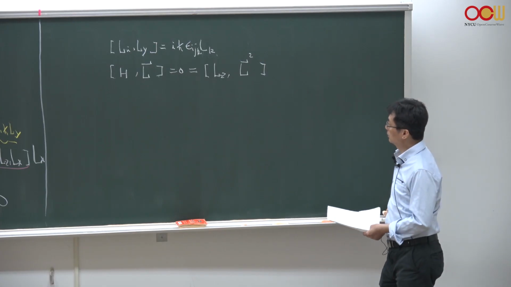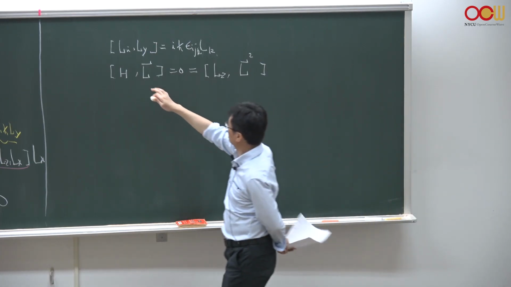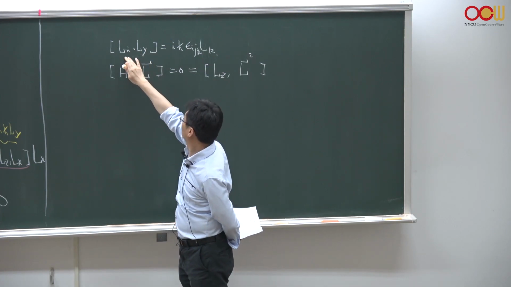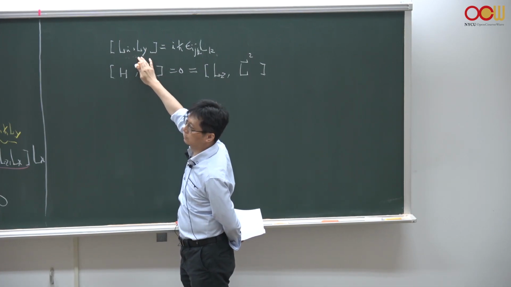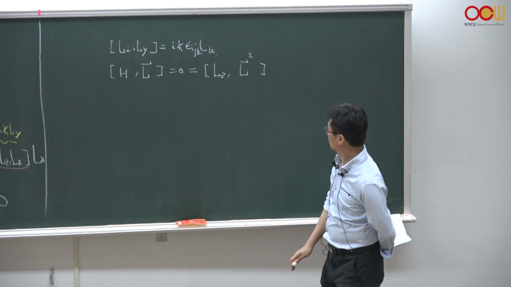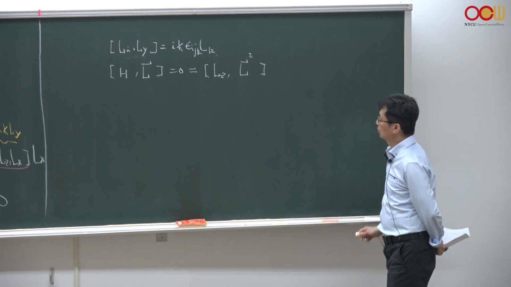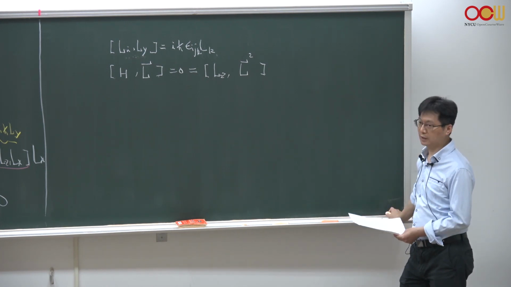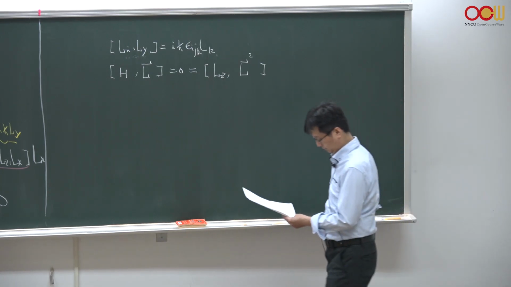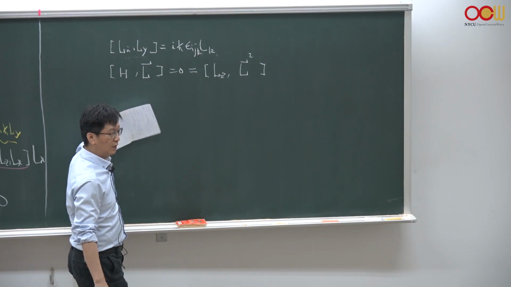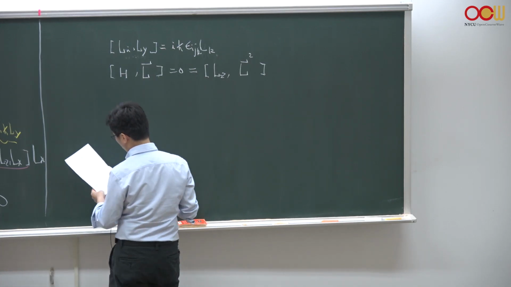Okay, but you know that Lx does not commute with Ly, Ly does not commute with Lz, and also Lz does not commute with Lx. So what can we do? What is the maximum commuting set that we can form? Of course, we cannot choose all of the 5 operators to be in the commuting set.